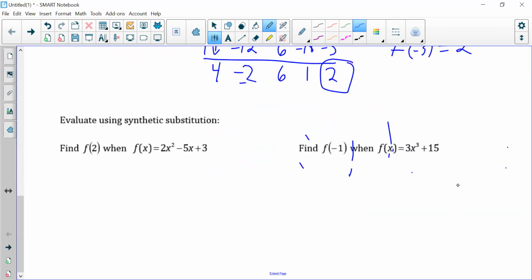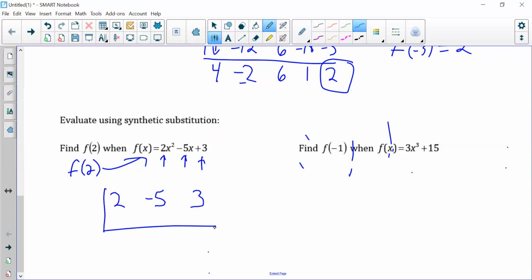All right, let's try another one here. Okay, that was a big example. So let's do these last two. All right, so f of 2 is this. So we want to bring down all of our numbers, just the numbers. We're going to say 2, negative 5, 3. Draw our division bars, make sure that we're leaving space, and we're doing it by 2. First thing we do, we just bring down the first number.